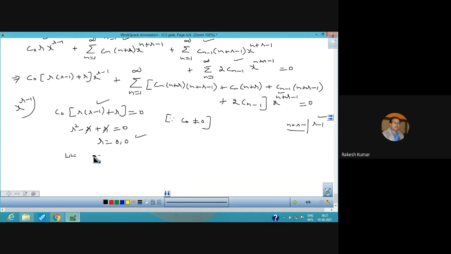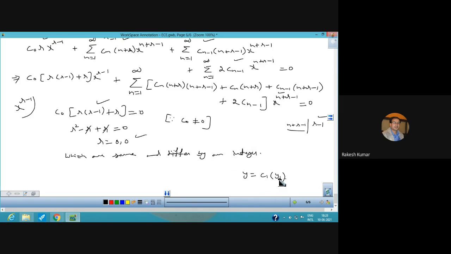The roots are same and differ by an integer. Now, if the roots are same and differ by an integer, the solution will be as already written at the start in the previous class.